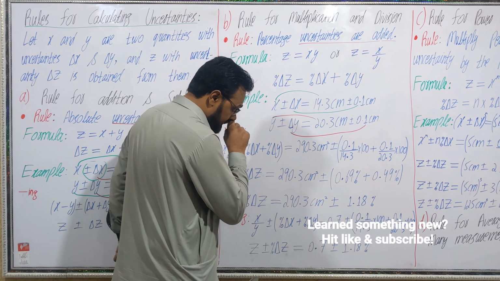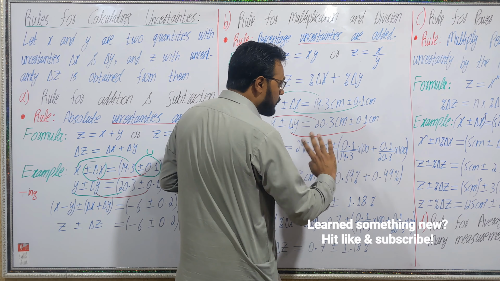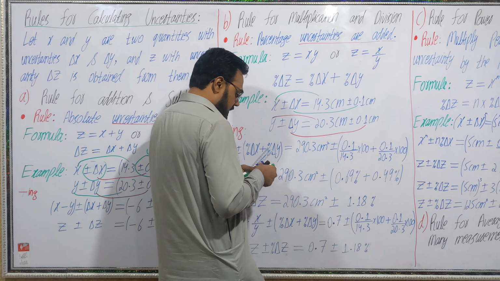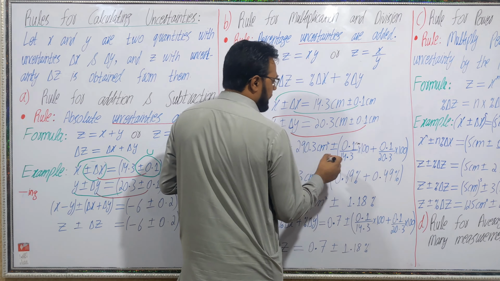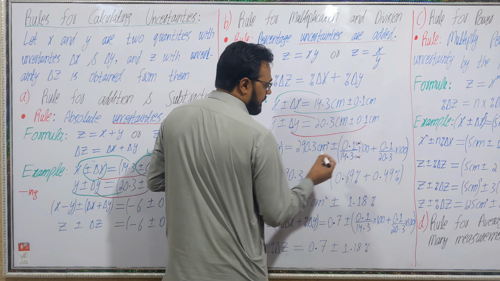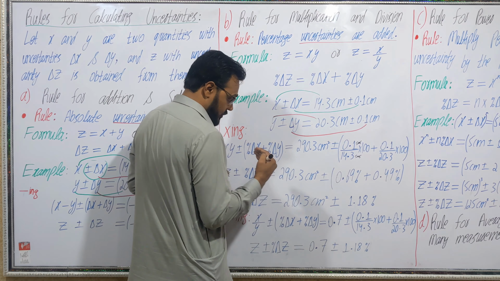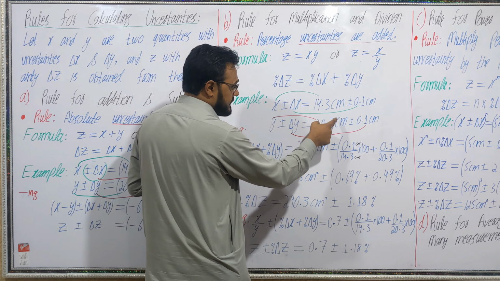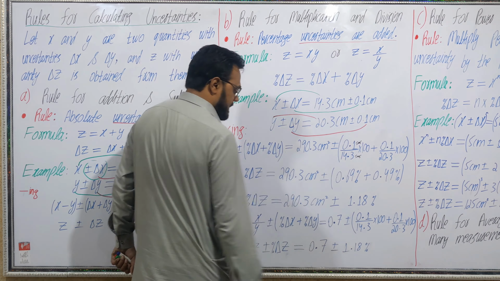Again, this will come as it is: 290.3 has units, centimeter multiplied by centimeter square. But the percentage uncertainty has no units, because 0.1 is in centimeter and 14.3 is in centimeter, so they cancel out. Now, after addition, you will get 1.8%.